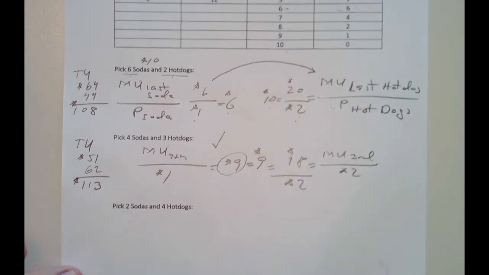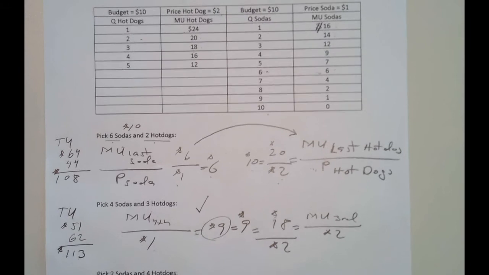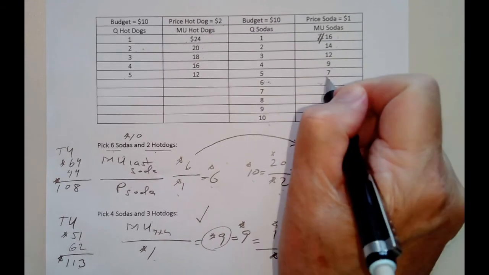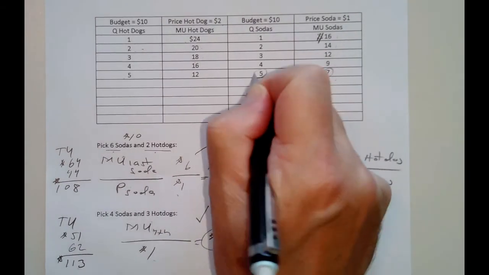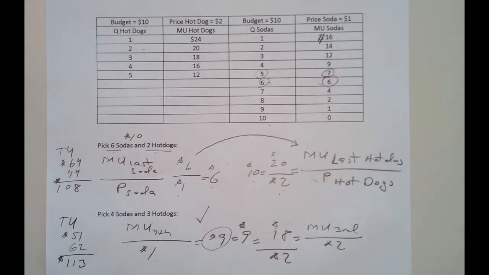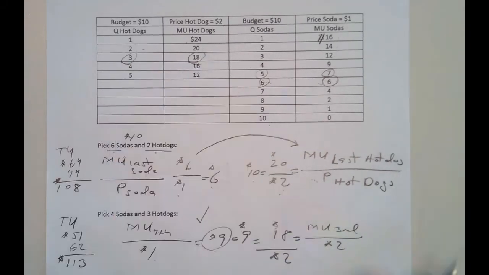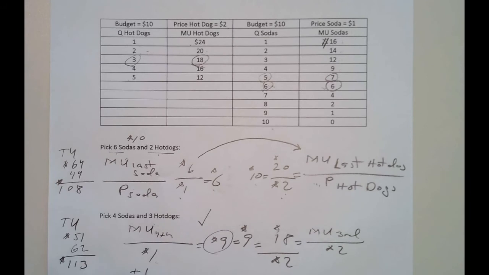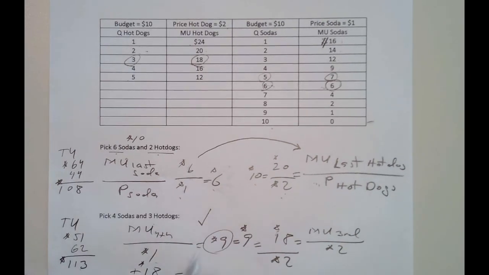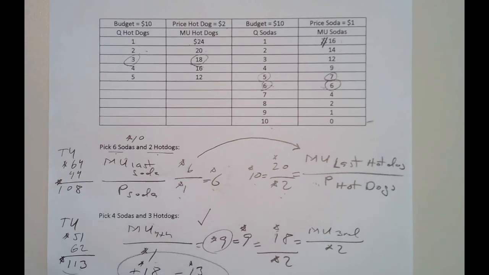Why? Well, what changed? We gave up our 5th and 6th sodas here, right? We gave up those 2, which would have given us $13 of utility for those 2 sodas. And then we gained a third hot dog, though, which is 18. So we're willing to gain $18 of utility for the third hot dog while we lose $13 for sodas 5 and 6. And the answer is yes. And what's the difference? $5 of utility, which is why this is $5 more than that one.